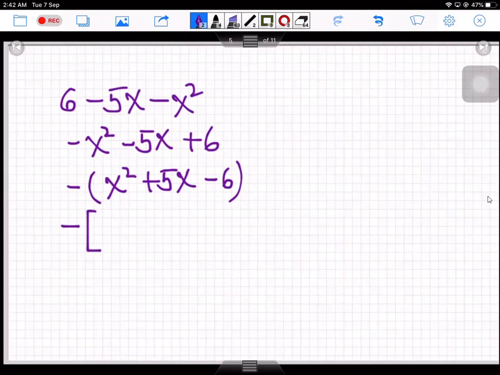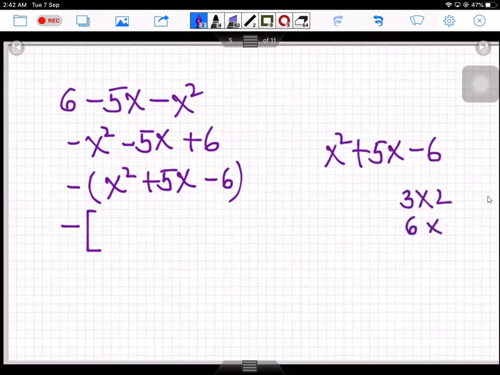Now we need to just do the factorization on this. Okay, we will deal with this minus sign in the end. So x squared plus 5x minus 6. Okay, only just consider this thing right now, nothing else. So basically 6 can be written in two ways, which is 3 times 2 and 6 times 1, obviously.